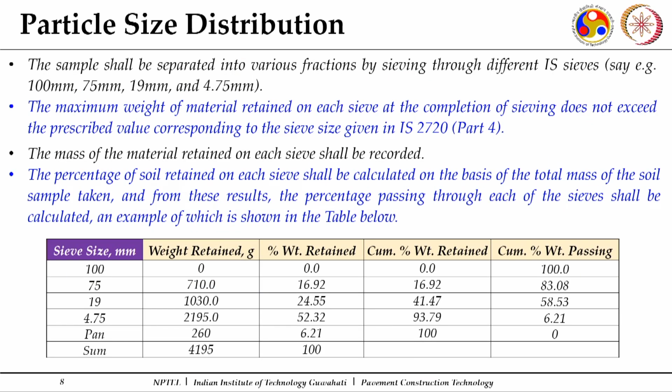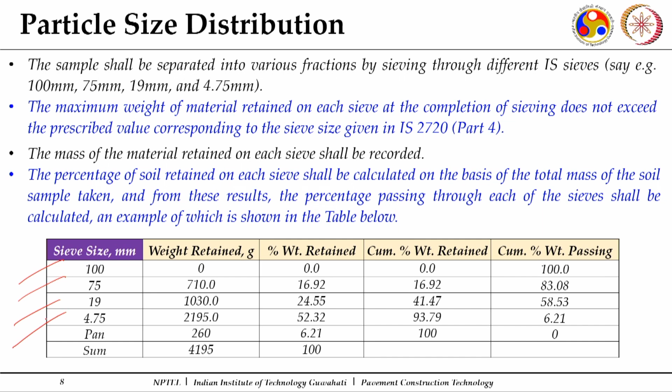Now I will just give you an example. What do we do under this gradation analysis or sieve size distribution? I am randomly picking up four sieves: one sieve which is 100 mm, another 75 mm, 19 mm, and 4.75 mm. I will take a standard material and put it on the top sieve, and it will be shaken.